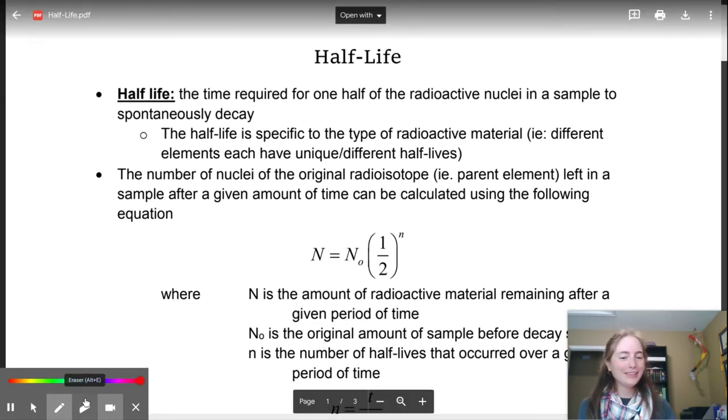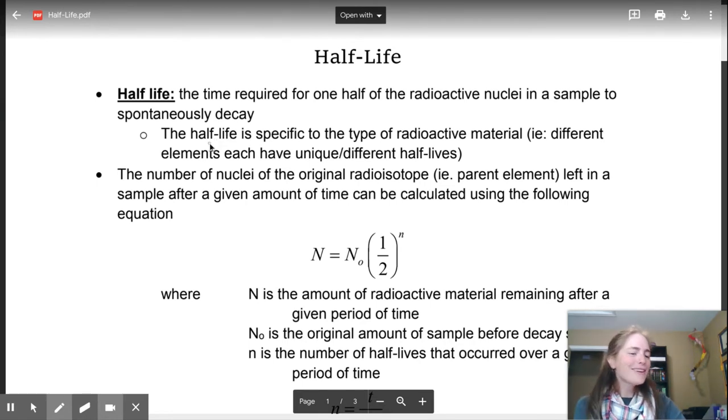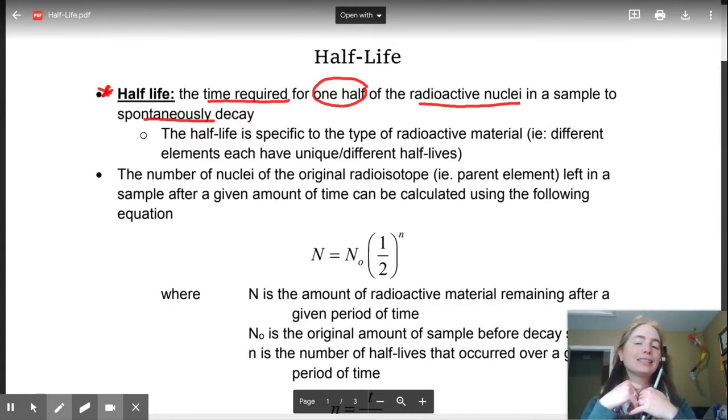So, ladies and gentlemen, this is not a painfully difficult set of equations, but there's a couple tricky bits which I will highlight to your attention here. Our definition of half-life is the time required for 1/2 of the radioactive nuclei to spontaneously decay. When we say spontaneously decay, that radioactive element is just going to sit there and decay on its own. Now, there's a lot of other things that have half-lives as well.